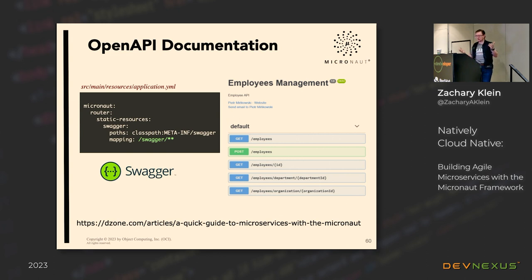Micronaut also supports static resources, which means you can actually load HTML and CSS and images from a Micronaut application. And if you turn that on for Swagger and a couple more configuration options that we can talk about, you can actually expose the user interface that Swagger provides that basically reads in your OpenAPI and then creates this really nice interactive documentation website where you can type in stuff and invoke your endpoints and so forth. So that's OpenAPI and Swagger.